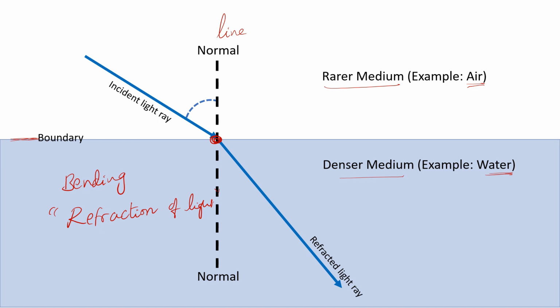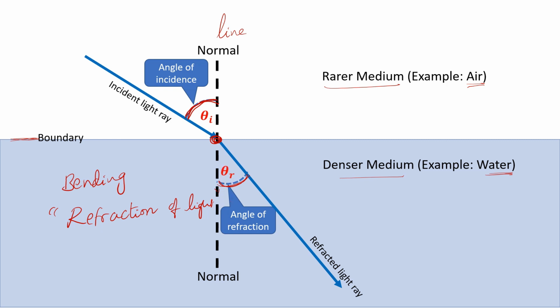Now we are going to define the angles. Always the angles are defined with respect to the normal line. The angle between the normal and the incident light ray is called the angle of incidence, and we represent it with the letter theta I. The angle between the normal line and the refracted light is called the angle of refraction, and we represent it with the letter theta R.